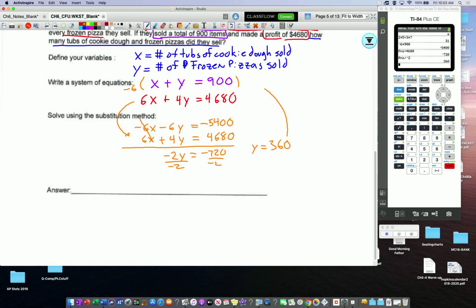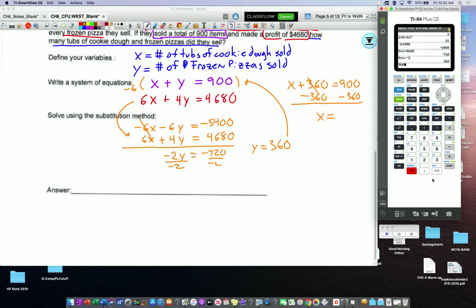So now to get x, I'm going to plug it into the first equation. X plus 360 must equal 900. So subtract 360. So x equals, so you say 900 minus 360. Whoops, what happened there? Oh, something went bizarre there. Equals 540. I think I hit the negative sign instead of subtract for some reason.